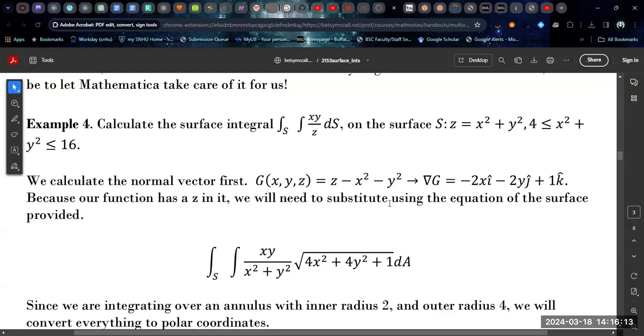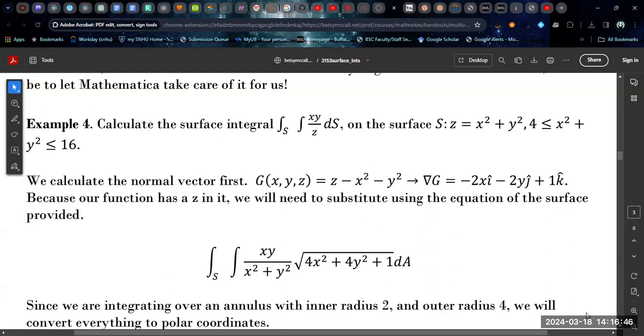Now, the big thing that we're going to have to worry about is that in our formula, anywhere there's a z, we're going to have to replace it with the expression for z for the surface. So step 1 here will be to take our xy over z and turn it into xy over x squared plus y squared. So the z has to come out. And then we're going to find our gradient. Again, same deal. We put everything on one side of the equation. We calculate our derivatives, and then we find the magnitude.